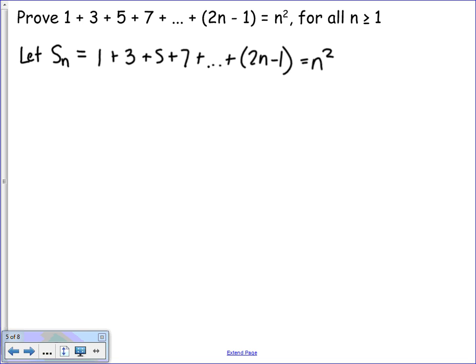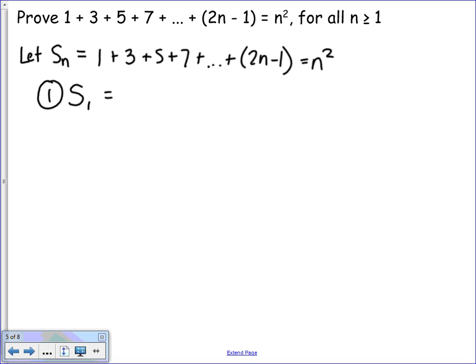So that's the general statement that I'm working with. I'm going to attempt to prove this by the process of mathematical induction, which requires me to do two things. So remember, the first thing I need to do is prove that that formula, n squared, is true for the sum of the first term. So step one, I need to prove this works for s sub 1.